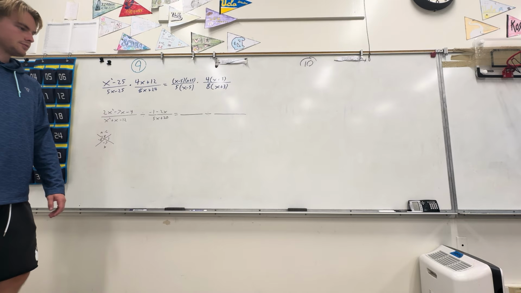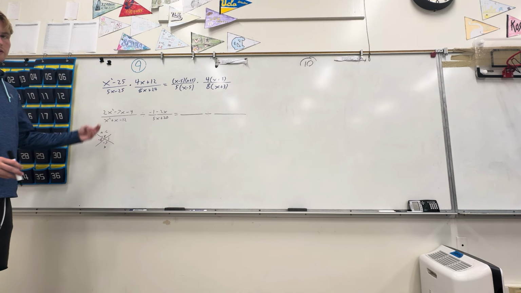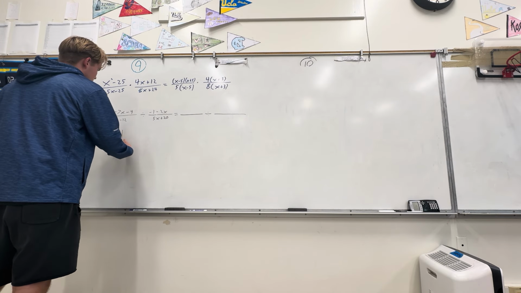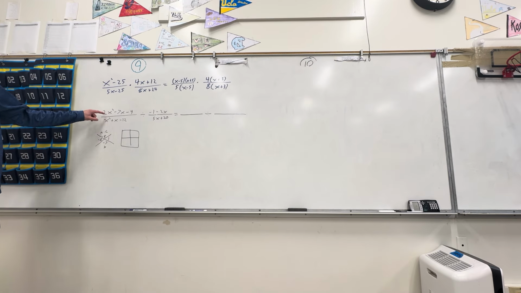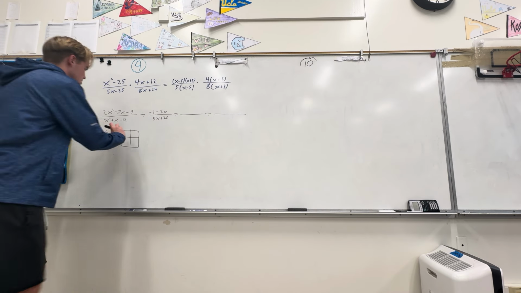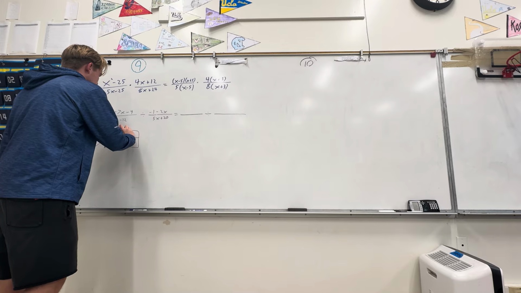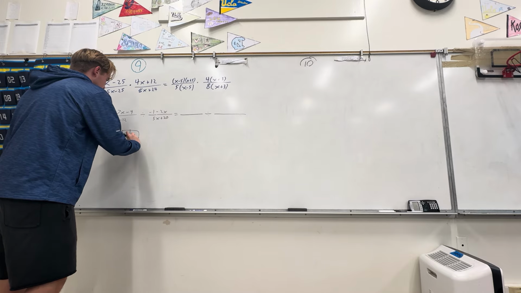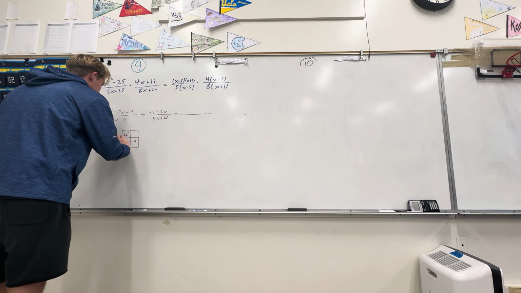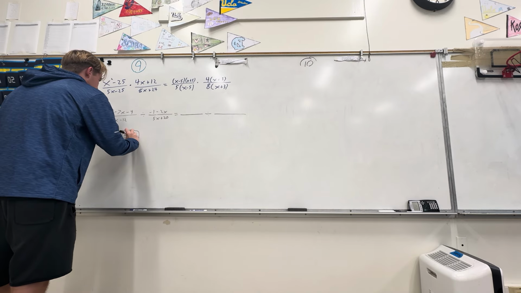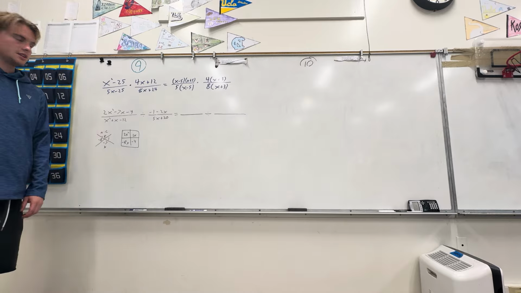-8 and +1. And now, since there's a number in front of x squared, we need to make a box as well. And what goes inside the box? This term here, this term here. And then these two numbers go on the sides and you attach an x to it. Now you just fill out the outside of the box.